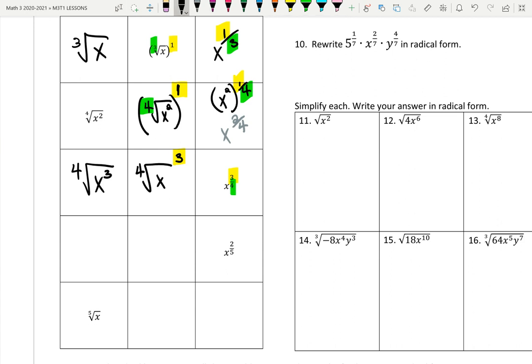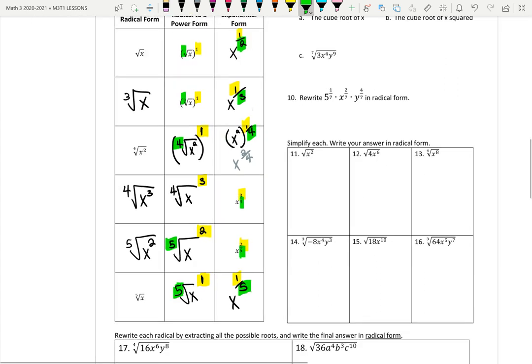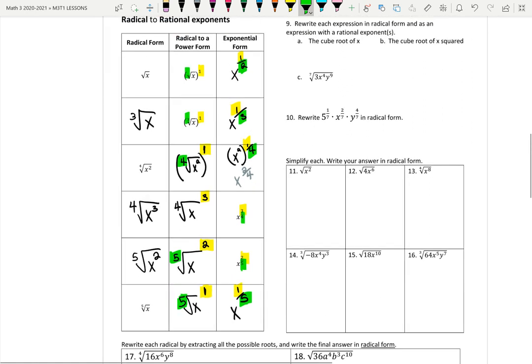I can do it again. I can represent it as the fifth index with x to the square power, and then convert it to say it's the fifth root of x squared. Going the other way, I see no exponent, so it's the fifth root of x to the first power. I know that this is just going to be x to the 1/5. I hope these examples have helped you with the conversion process. The idea is that you should be able to switch between radical form and exponential form.